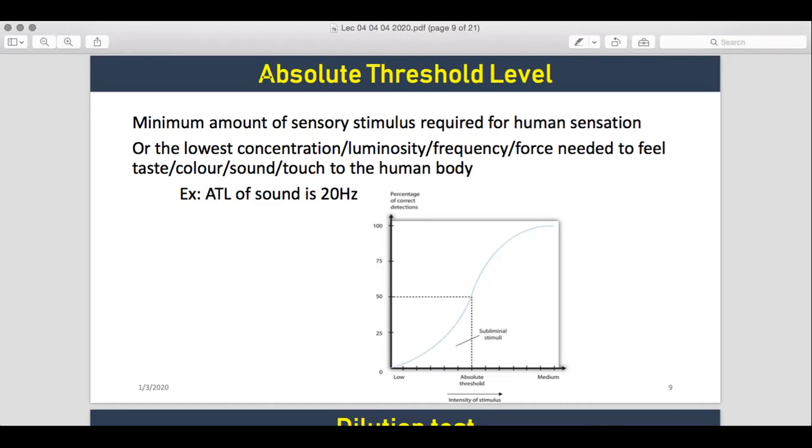ඒ කියන්නේ අපිට sense වෙන්න අවශ්‍ය minimum ප්‍රමාණය. You know, our hearing absolute threshold level is 20 hertz. අපිට ඇහෙන්නේ hertz 20,000 නේ. Right? So 20 hertz is the lowest level.